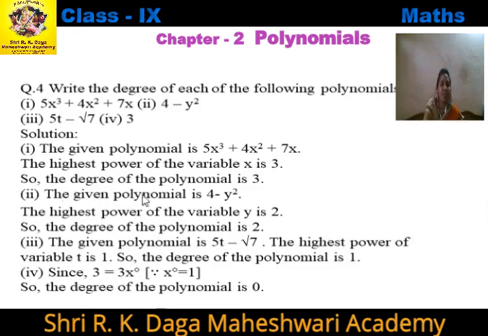In the second question, the given polynomial is 4 minus y square. The highest power of the variable is 2. Hence the degree of the polynomial is 2. In the third question, the given polynomial is 5t minus under root 7. The highest power of the variable t is 1, hence the degree of the polynomial is 1. And in the fourth, the polynomial is 3, that is, it is a constant polynomial, and hence the degree of the polynomial is 0.